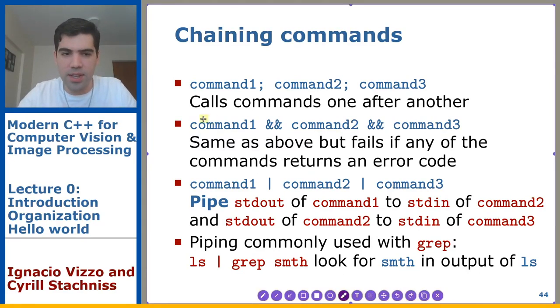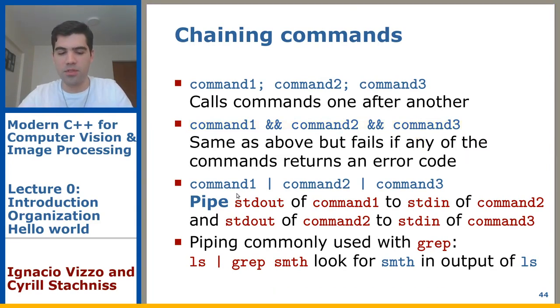Then this other syntax, which is actually super useful, is the double ampersand. It basically runs command 1 and then runs command 2 if the first command succeeded. What is the meaning of this? If command 1 gives you an error, then you abort the complete thing.